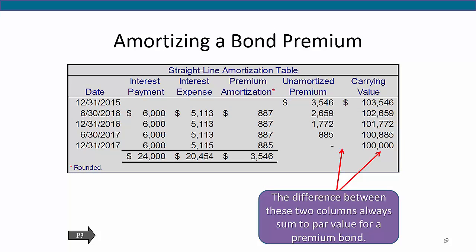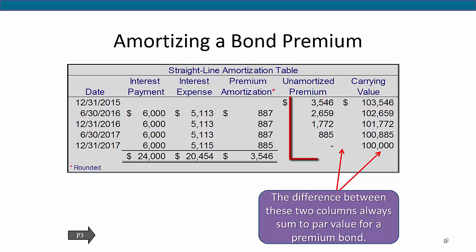This amortization table illustrates the interest expense, the interest payment, premium amortization, unamortized premium balance, and the carrying value of the bond for each interest payment period over the life of the bond. Notice that although Adidas actually pays $24,000 in total contract interest to the bondholders, actual interest expense is only $20,454. The following points summarize straight-line amortization of the premium bonds. At issue, the $100,000 par value plus the $3,546 premium equals the $103,546 cash received by the issuer.